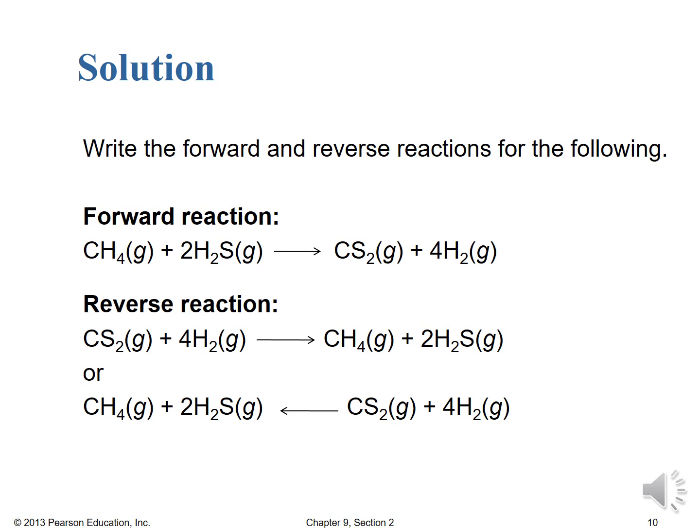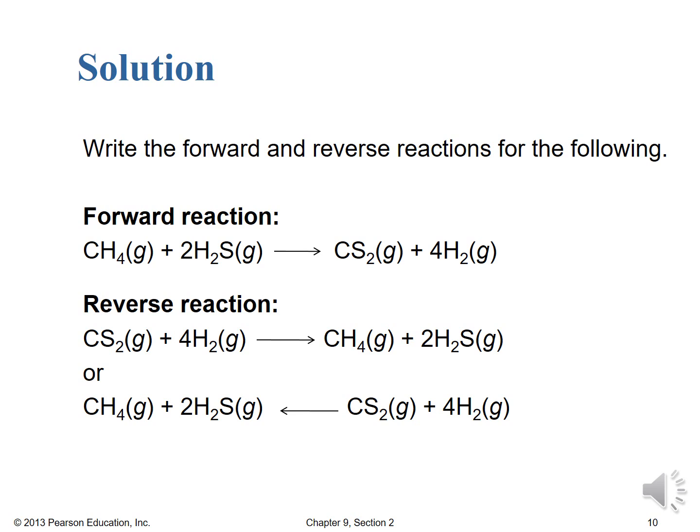Okay, so here we have it. It was written with the forward reaction, but because of the double arrows, we'll have to break it up. So the forward reaction would be 1 mole of methane gas plus 2 moles of hydrogen sulfide gas reacts to form, or yields, is oftentimes how that arrow is interpreted, 1 mole of carbon disulfide gas plus 4 moles of hydrogen gas. So there we have it.